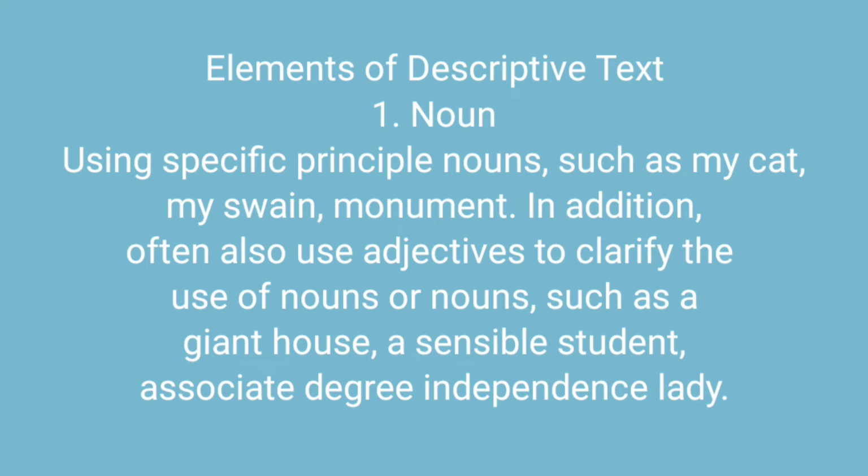Elements of descriptive text. Number 1, nouns using a specific noun phrase such as my cat, my swain, monument. In addition, adjectives are often also used to clarify nouns, such as a gentle host, a sensible student, associate degree, independent lady.